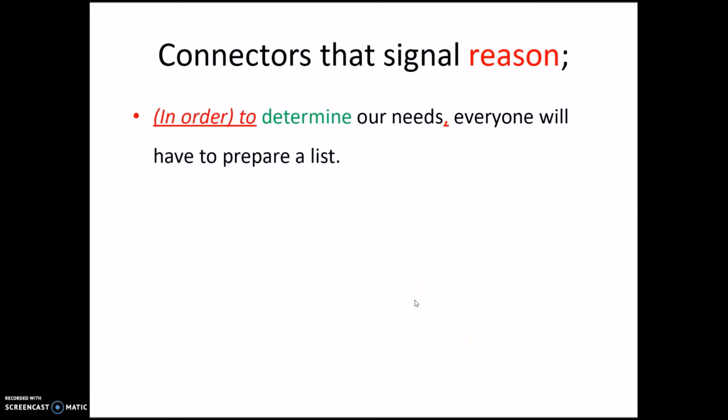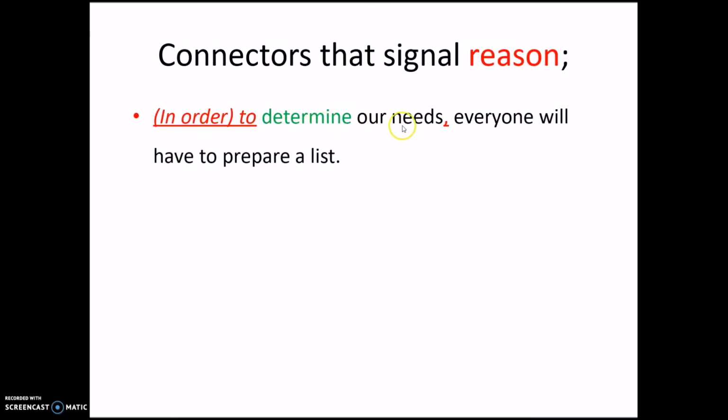Another connector that signals reason is to or in order to. So we can use it at the beginning, just like because, since, and as, but we need to be careful because after in order to or to, we need to use verb 1. So in order to is followed by verb 1.